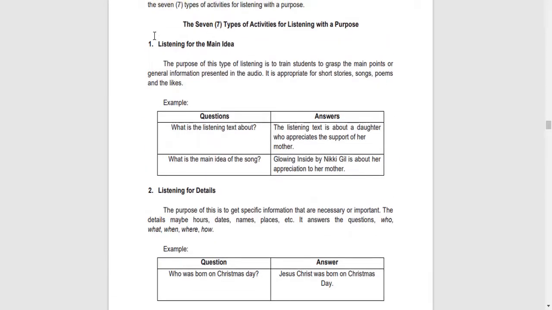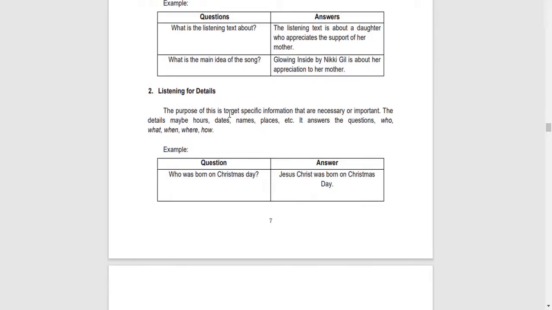So again, number 1, listening for the main idea. What the song or the poem or the thing that you listen to is all about. And listening for details, mga detalye, the necessary or specific information on the song that you listen to.